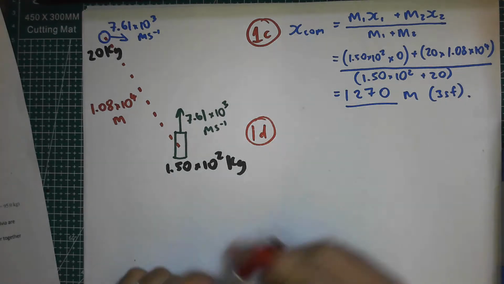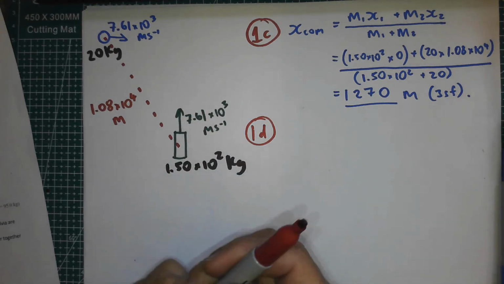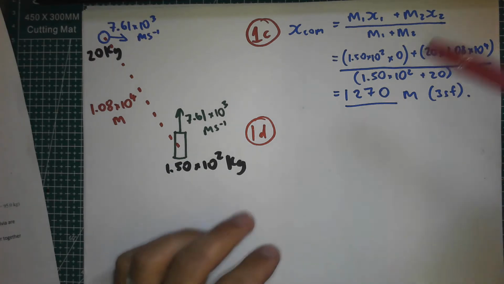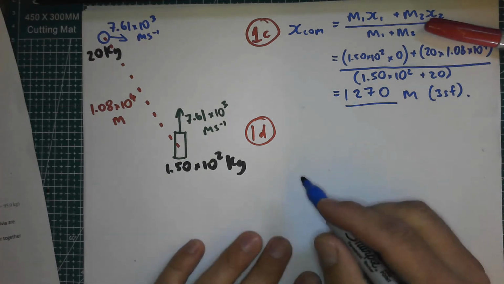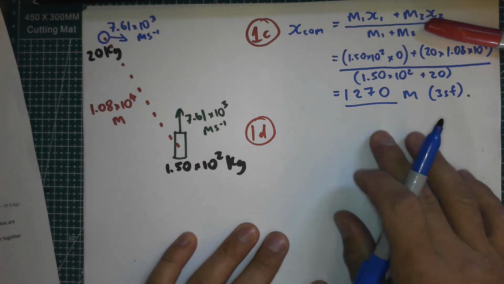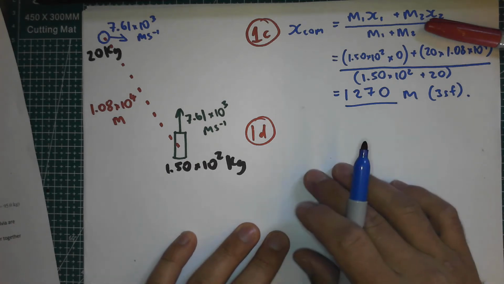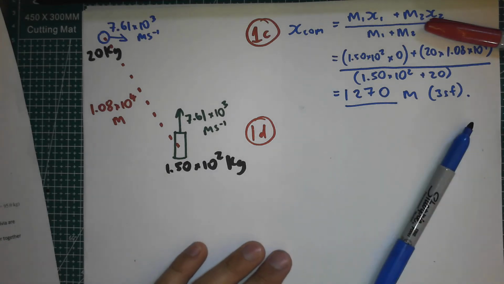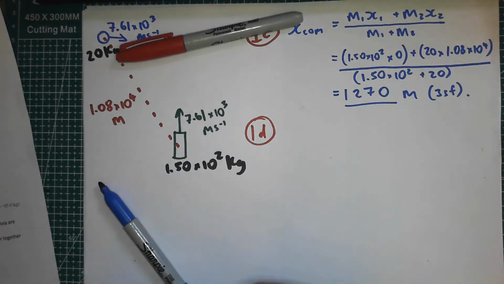So what I need to do basically is work out the total momentum before the collision. Now the important thing to remember is that these are vector quantities, so I can't just add them up as if they're scalars. I need to take their direction into account, so I'll draw them in correct colours, and I'll use red to represent the total.